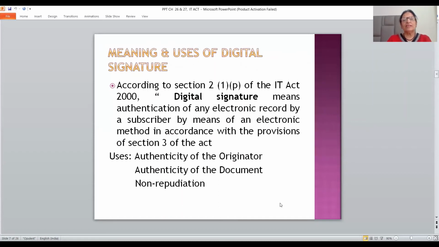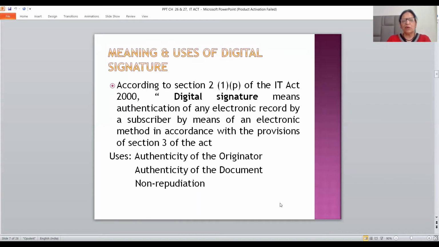Now, one of the questions was, define the term digital signature and what are the uses of digital signature. Digital signature has been defined under section 2(1)(p) of the IT Act 2000. Digital signature means authentication of any electronic record by a subscriber by means of an electronic method in accordance with the provisions of section 3 of the Act. Subscriber is a person in whose favor the digital signature certificate is issued.